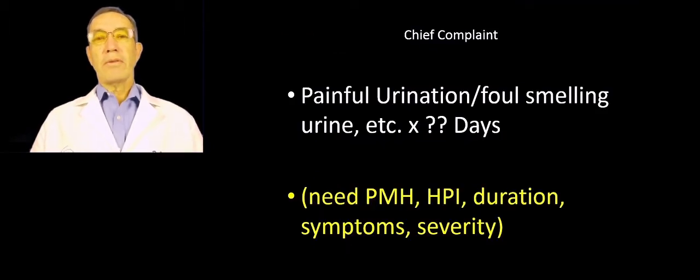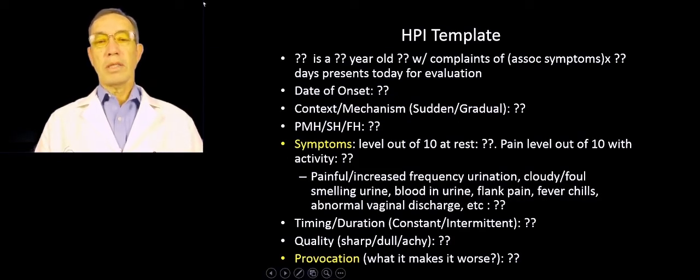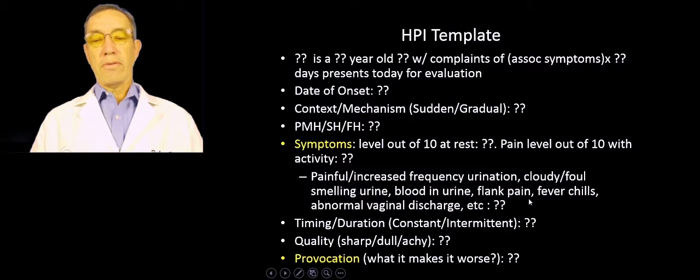The documentation for a patient with UTI might go something like this, with painful urination or foul smelling urine for, say, 7 or 14 days. And then you step through the template as to how old they are, male or female, if they have any previous complications, and what their pain level is at rest and with activities. And then these are the typical other symptoms they might ask about: frequent urination, cloudy, foul-smelling urine, blood in the urine, flank pain.